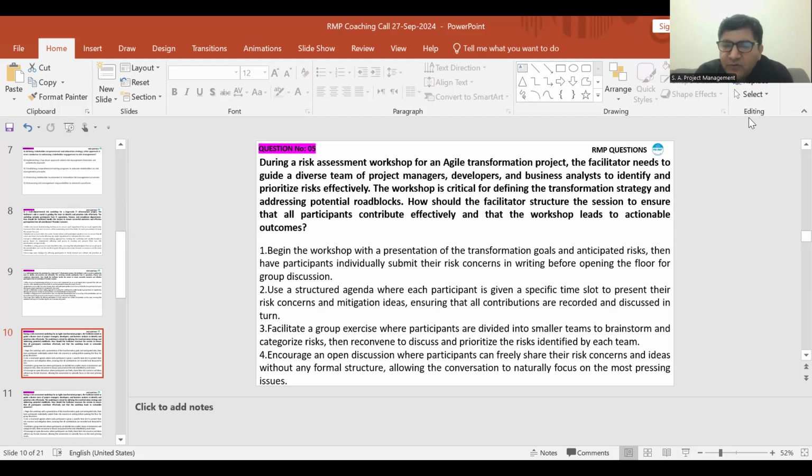But what about 4? What is wrong with 4? Why is it not selected? Open discussion is a very good idea when we are doing a facilitation workshop. Participants can freely share their risk concerns and ideas without formal structure. If they are sharing everything, whatever their concerns and ideas about risk management, that's nice. But the lack of formal structure is a little bit of a poor point. And allowing the conversation to naturally focus on the most pressing issues, only issues, but here in risk management we are proactively thinking about the risks, right? Right. So we can go for 3 or 4? For me, it is 3. 3 is the right answer.